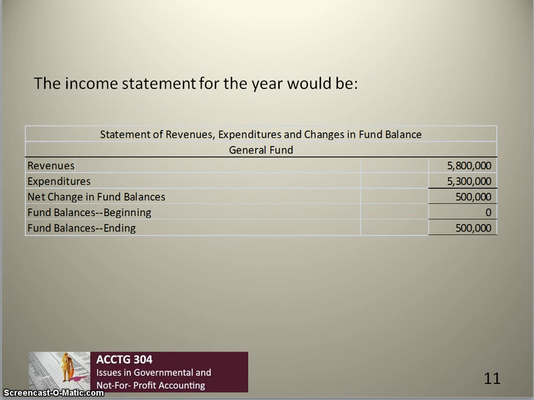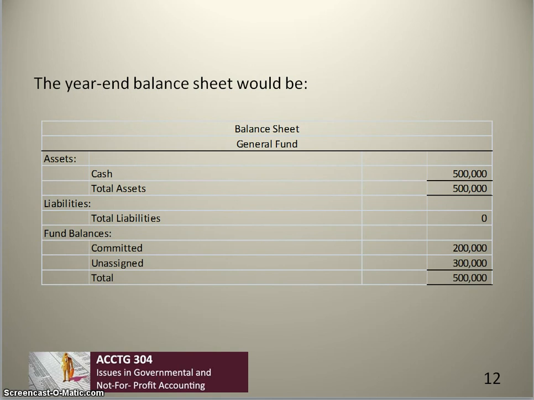So following our closing entries, the income statement for the year would be as shown: revenues of 5.8 million, expenditures of 5.3 million, for a net change or increase in fund balance of 500,000. The year-end balance sheet would be as follows: 500,000 in assets, all of which are cash, no liabilities. The assets are balanced by 500,000 in fund balances, of which 300,000 is unassigned and 200,000 is committed. If you recall, unassigned fund balance was increased by 500,000 when we closed out the income statement accounts, but then it was decreased by 200,000 when we made the adjusting entry to reclassify part of fund balance from unassigned to committed.